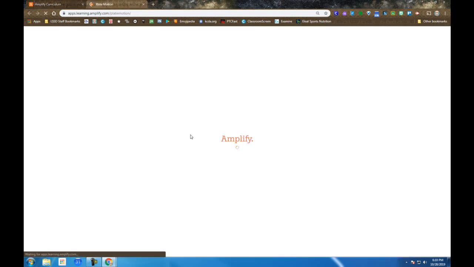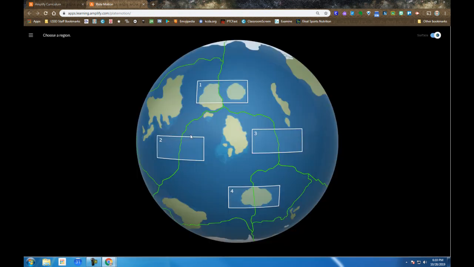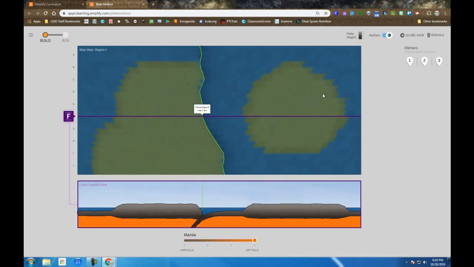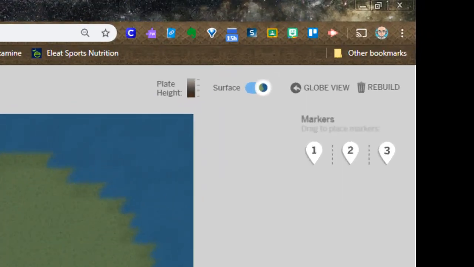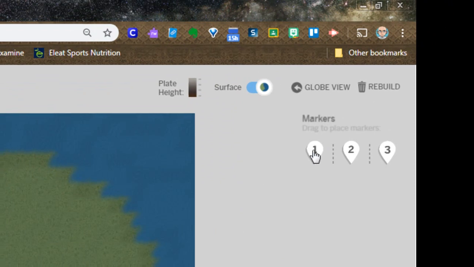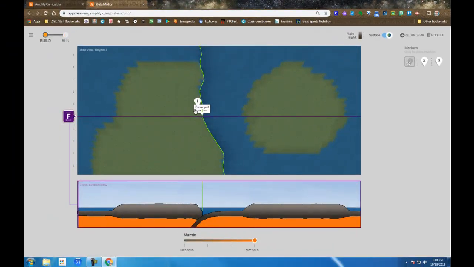So I'm going to open up that simulation hopefully really quickly here and point out in the toolbar where those markers are. So I'm going to open region 1, let's say, and up here in the upper right hand corner there are markers, and these are the markers that I'm going to drop on my screen.